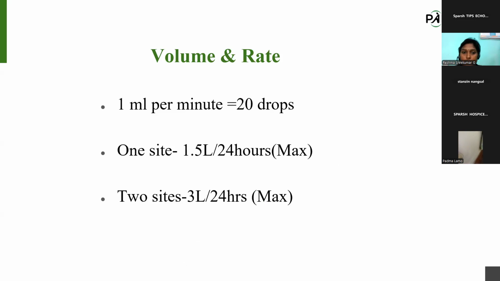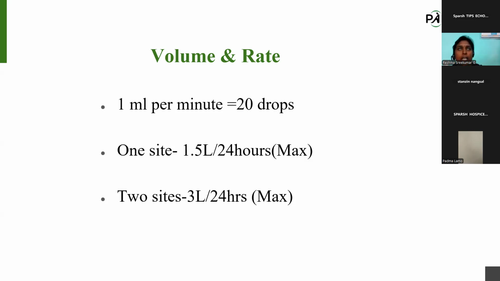And next is about the volume and rate. We already know we can choose subcutaneous infusion only for mild to moderate dehydration. The important point is we can only give 1 ml per minute, that is 20 drops per minute. If we give more than 20 drops per minute, the patient may experience large edema over the infusion site or there is a chance of leakage. That is the volume and rate.